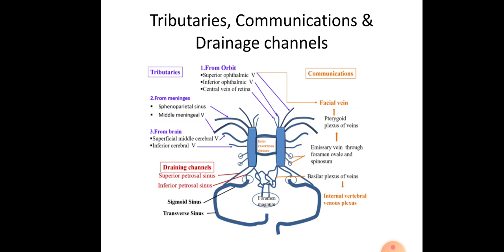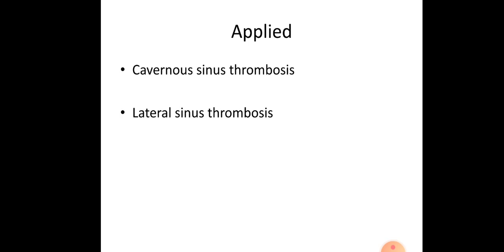So now I hope you remember the tributaries, communications, and drainage channels of the cavernous sinus. Now about the applied importance, the most important is cavernous sinus thrombosis. Next is lateral sinus thrombosis. What is the lateral sinus? You can take it as the transverse sinus and the sigmoid sinus. The sigmoid sinus lies deep to the mastoid, very close to the facial nerve, cerebellum and so on. So mastoiditis and middle ear infections can lead to thrombosis of the sigmoid sinus. It is called lateral sinus thrombosis.